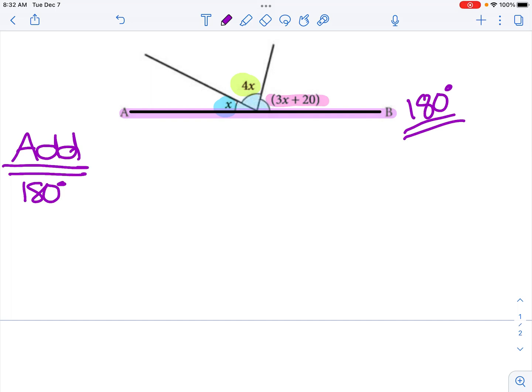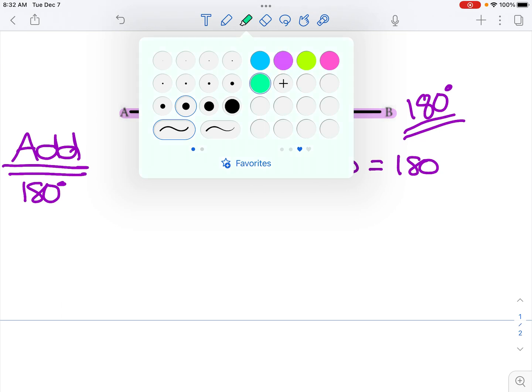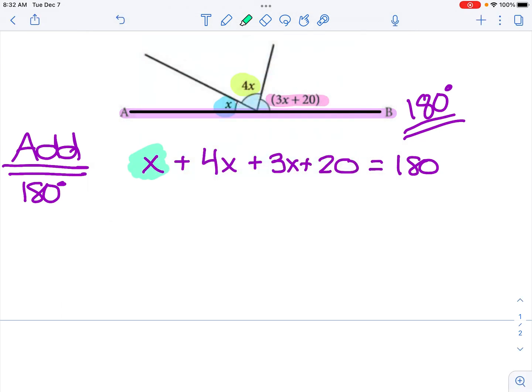So I'm going to start by putting all my pieces together. I know that the blue angle, x, plus the green angle, 4x, plus that pink angle, 3x plus 20, all together is going to add up to 180 degrees, all 3 angles together. So now I have some like terms to combine. So I have an x, a plus 4x, and a plus 3x. So if I want to slide my 1 back in there just to make sure that I have everything, 1 plus 4 would be 5x, plus 3 more would be 8x, plus 20 equals 180 degrees.